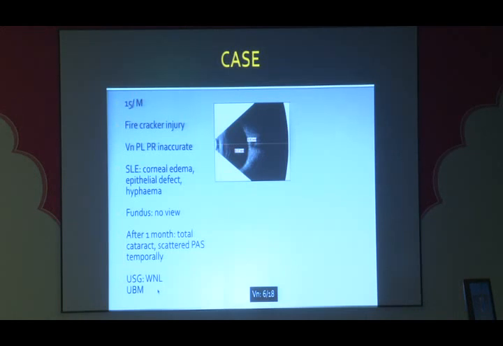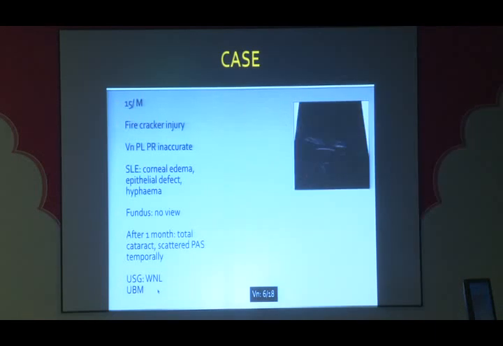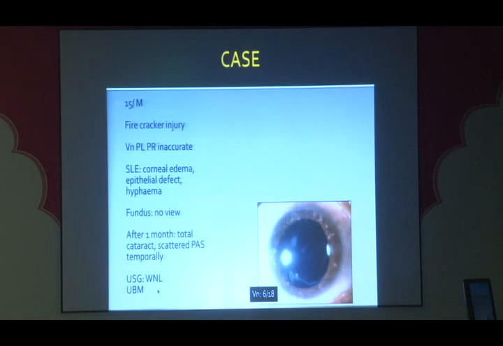Now this case was a child with a firecracker injury. It was a total cataract, and pre-operatively the ultrasound showed a normal fundus. But on UBM, there was a dehiscence in the posterior capsule with cortex in the anterior vitreous cavity. So when we did the surgery, we called in our retina colleagues because we did not know what to anticipate.